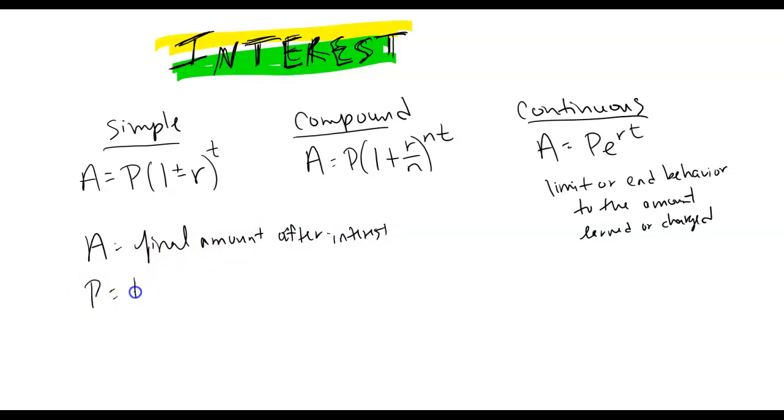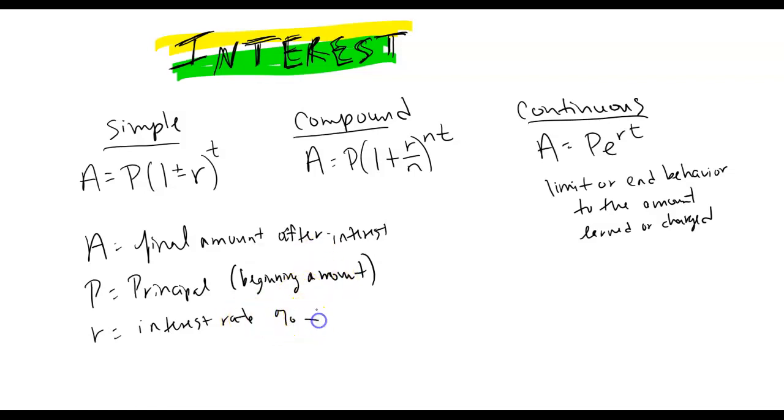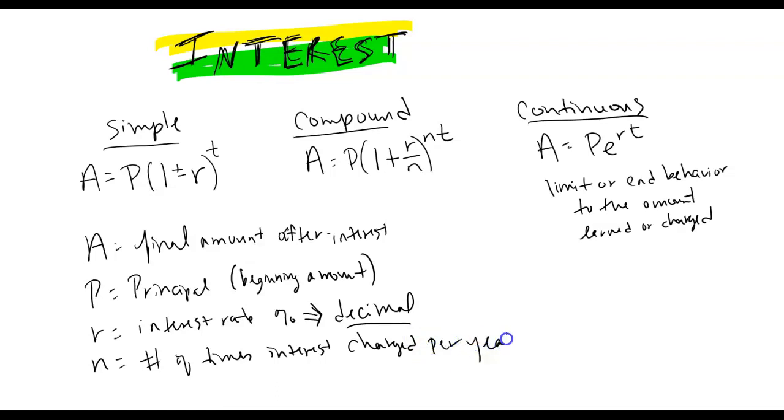Your P stands for principal. Principal is your beginning amount, whatever you're investing, or maybe whatever you have charged on a card or something like that. The rate is, of course, your interest rate, and normally that's given as a percent, but you're going to want to change that to a decimal whenever you plug it into the formula. So make sure you remember to move that decimal place 2 units. And then your T, actually let's talk about N first. N is the number of times interest is charged per year. And then T is time measured in years.